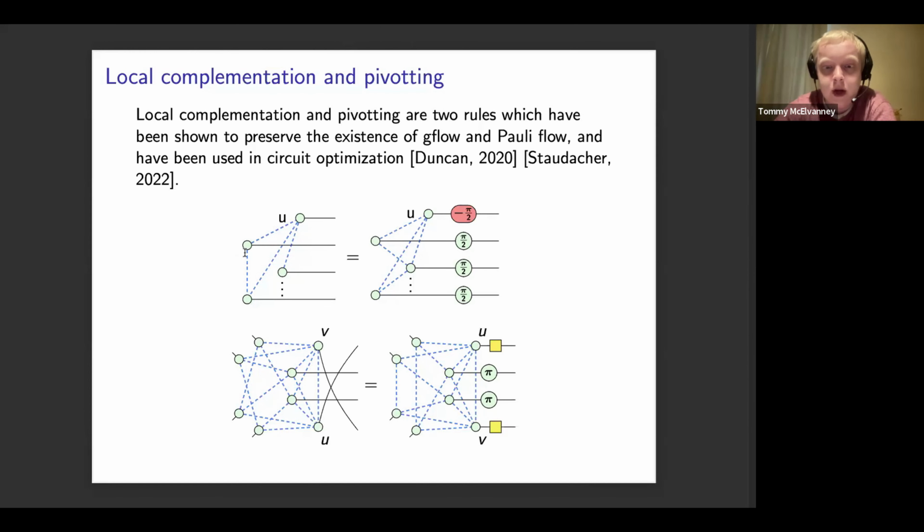So now on to rules that preserve Pauli flow. This is what the majority of mine and Miriam's research has been on. First we have some rules which were proven by other people to preserve Pauli flow and gflow. These are the local complementation rule and the pivoting rule. These are used a lot throughout many different areas of ZX research and quantum computing research in general, and I'm not going to go into too much detail with these here.